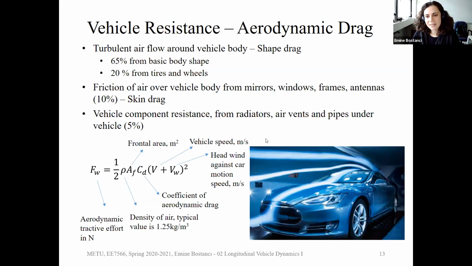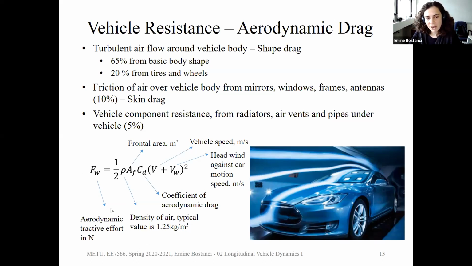And 10% is the skin drag, like these mirrors, windows, and other antennas. And 5% is the radiators here and what is happening under the vehicle. So when we talk about the aerodynamic drag, it is an important design criterion. You need to design your vehicle accordingly so that our system has less drag. So once we have the vehicle or any mobile application with moving parts, this FW, W stands for the wind.